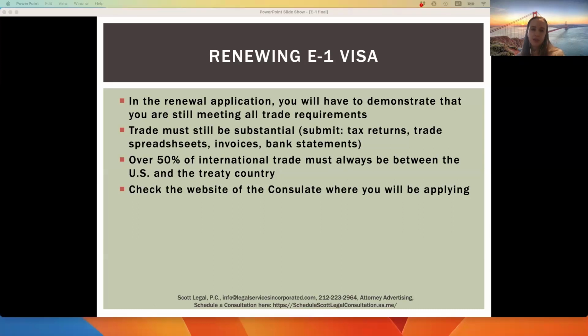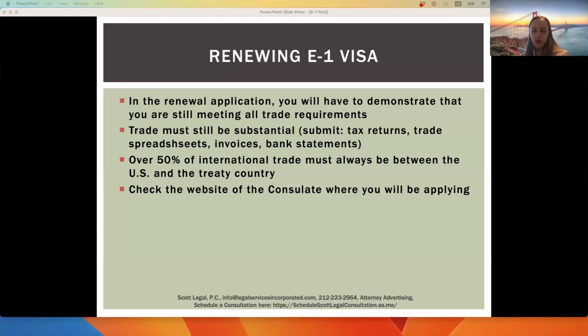But generally, we have many clients who renew it multiple times, 2, 3, 4 times, and it's fine. And as I said, you could theoretically renew it indefinitely, but at some point they may want to see more evidence or question it more. So what do you submit in the renewal application?